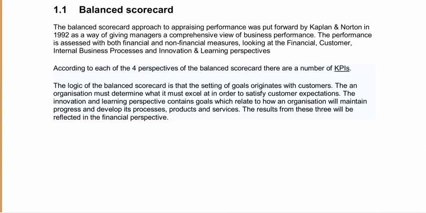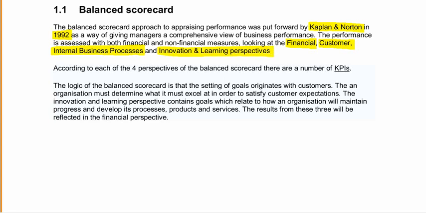Now, the Balanced Scorecard, put together by Kaplan and Norton in the early 90s, and what they were considering is trying to get a rounded view of performance of an organisation by looking at 4 different aspects. You've got the traditional financial aspect, customer-related factors, internal business processes, and innovation and learning.